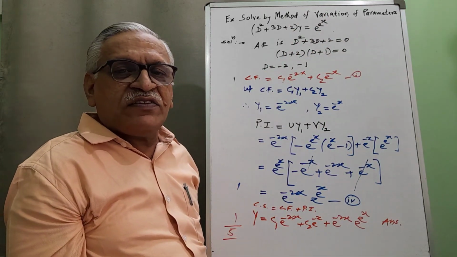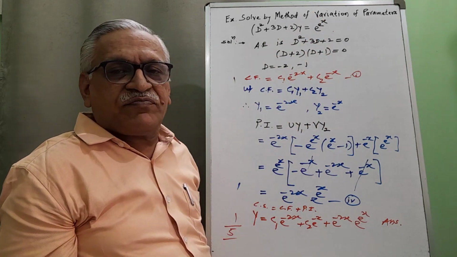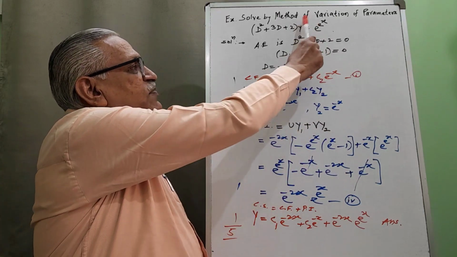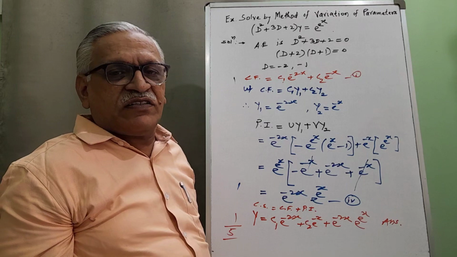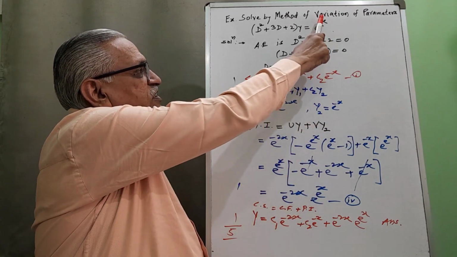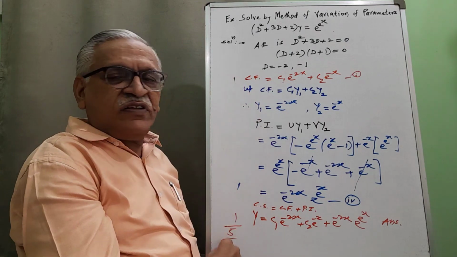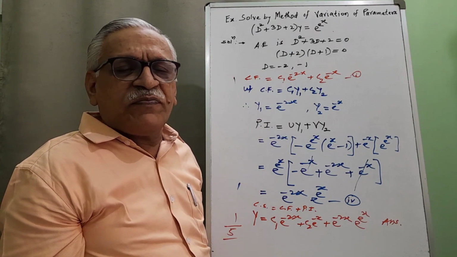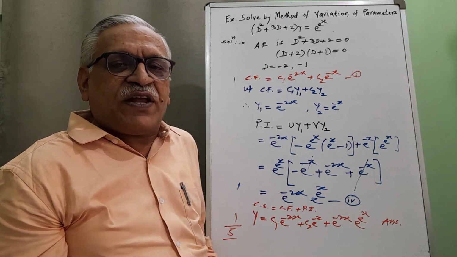When do we have to apply this? When all the shortcut methods are not applicable. Then to solve that problem, either we have to apply the method of variation of parameters or the general method. Here the method is mentioned specifically. That's why I am using this method of variation of parameters. If it is not mentioned, then you can use either the general method or this method of variation of parameters.